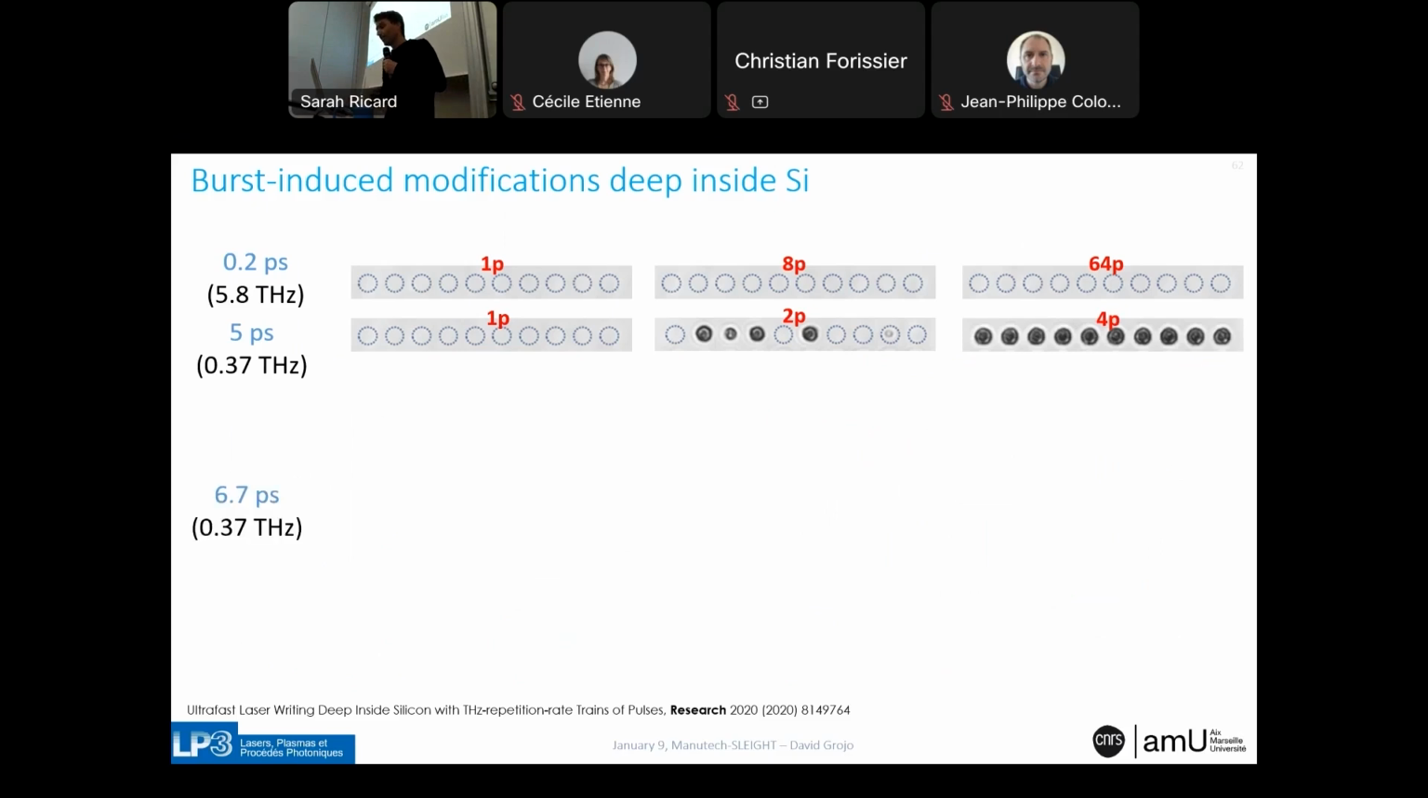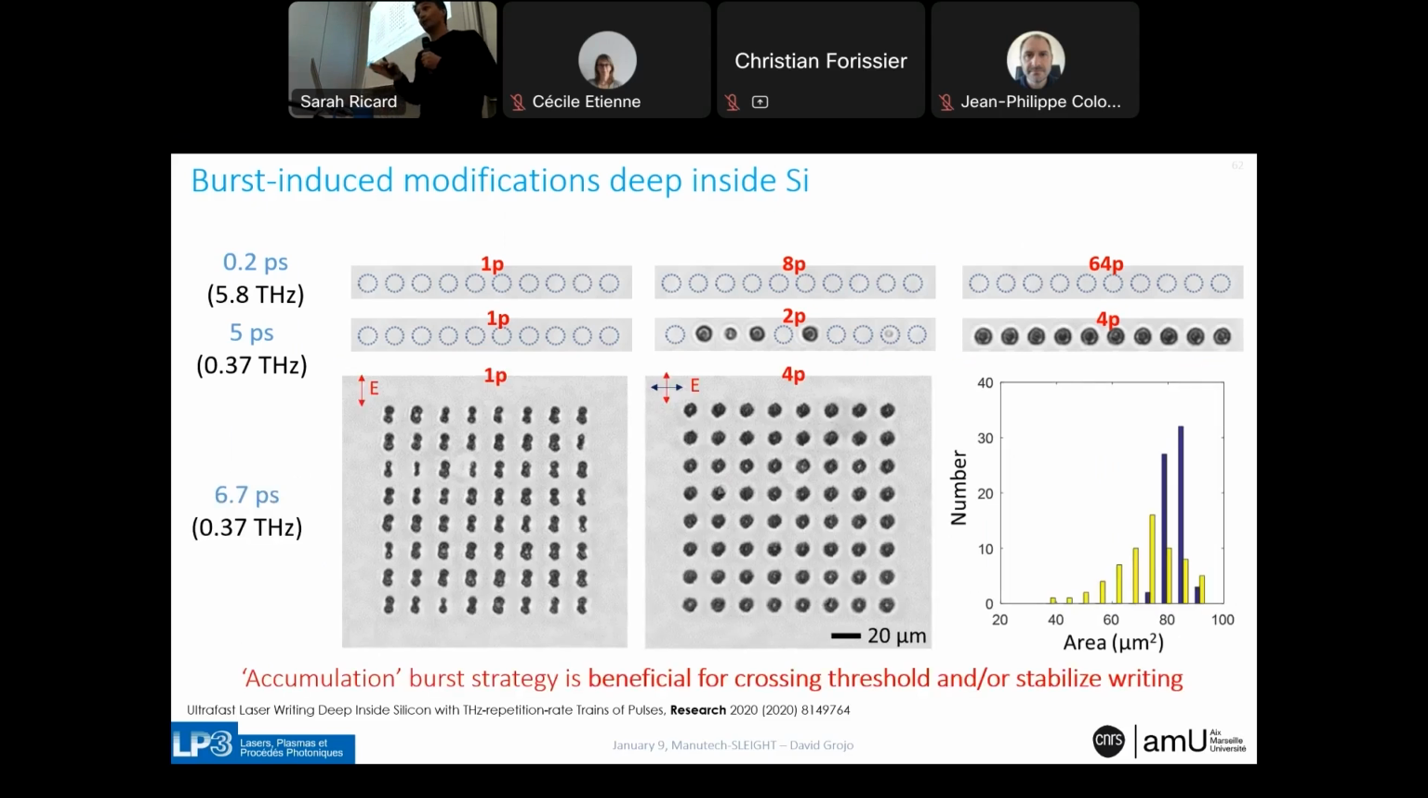If you move to 6.7 picosecond pulses, 1 pulse is enough. I mean, it is long enough to create modification. But what we observe is that by splitting the energy in more pulses, we can make features that are better controlled somehow. And we have the symmetricity coming from the polarization splitting, which is an interesting aspect. So something beneficial, but that will not totally solve the problem of ultrafast laser writing in silicon.